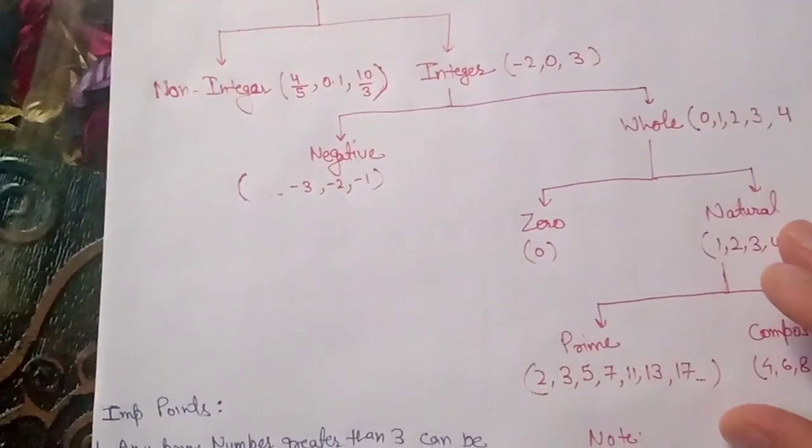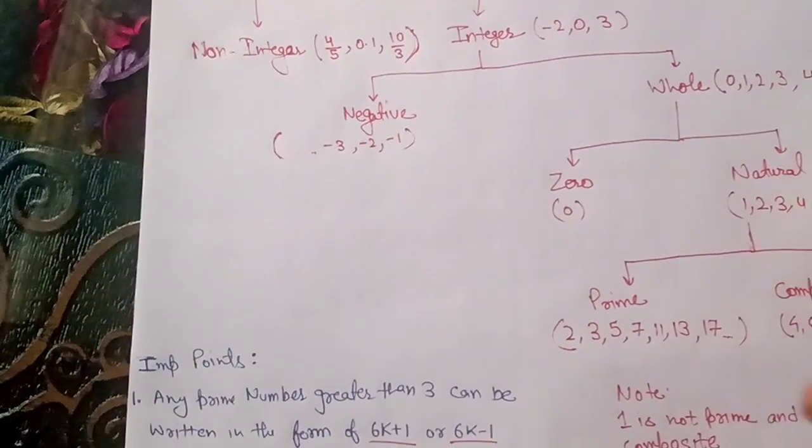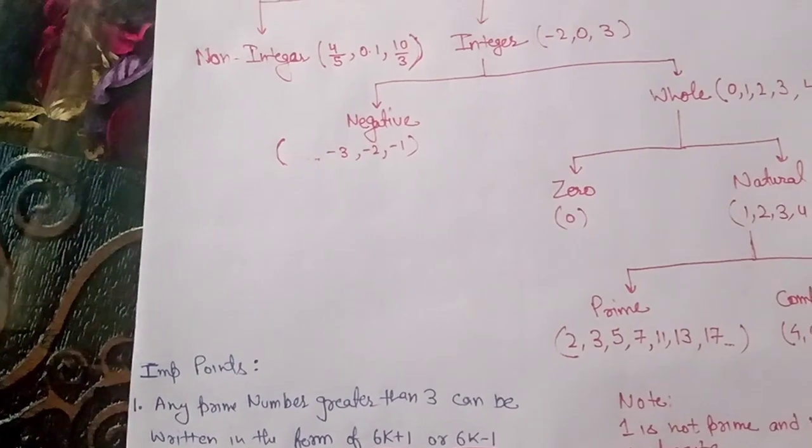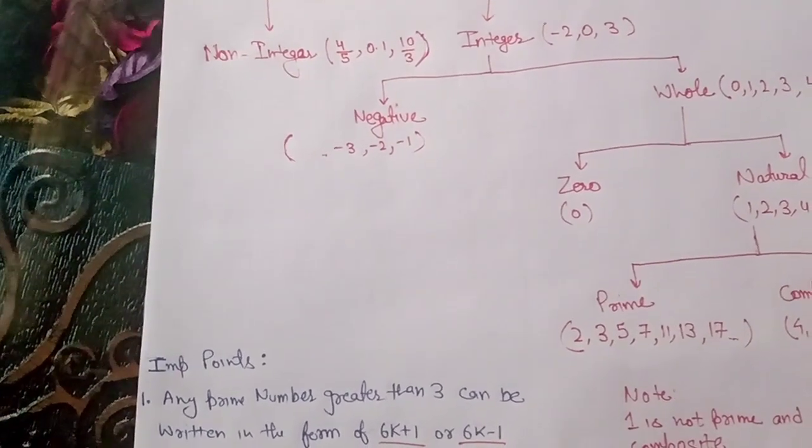Okay. So 0 is a non-integer. It is neither positive nor negative.